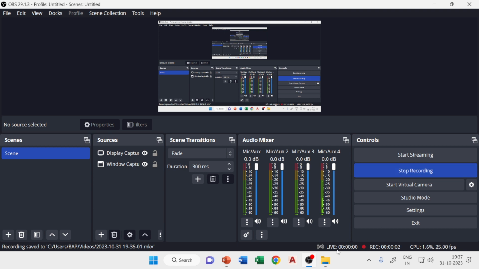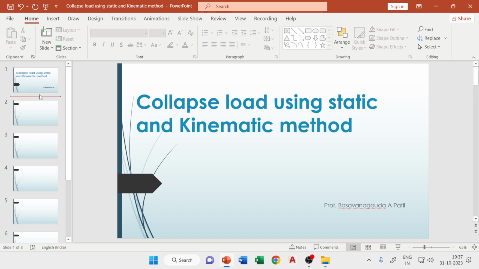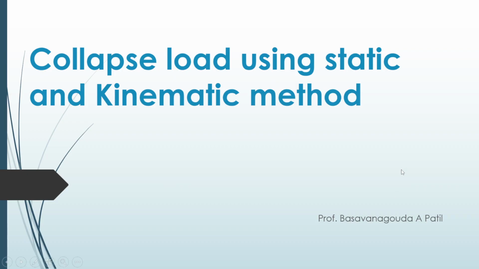Hi everyone. In this video we'll study about collapse load. As per the last video, we discussed simply supported members subjected to point load, and members fixed at both ends subjected to point load in the middle. So in this video I am going to explain for proper cantilever members.